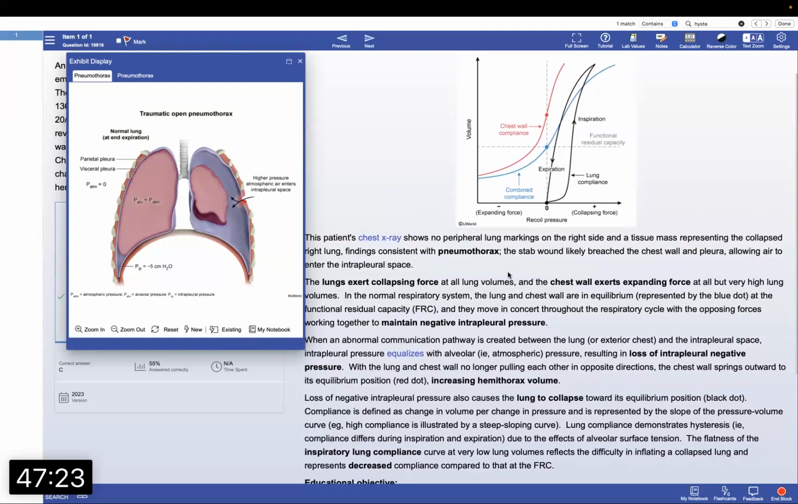Lung compliance demonstrates hysteresis. That is, lung compliance differs during inspiration and expiration due to the effects of alveolar surface tension. We said flatness of the inspiratory compliance, lung compliance at very low lung volumes reflects the difficulty in inflating the collapsed lung and represents a decreased compliance compared to that at FRC.